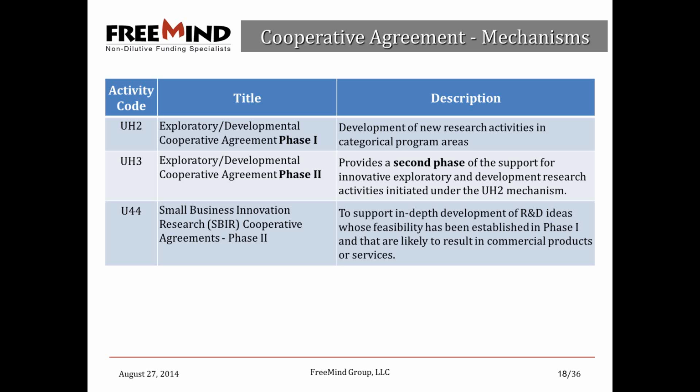And the U44, the Small Business Innovation Research, the SBIR Cooperative Agreements, Phase 2, and this is an SBIR Phase 2 or SBIR Fast Track Award to support in-depth development of R&D ideas, which are likely to result in commercial products or services.